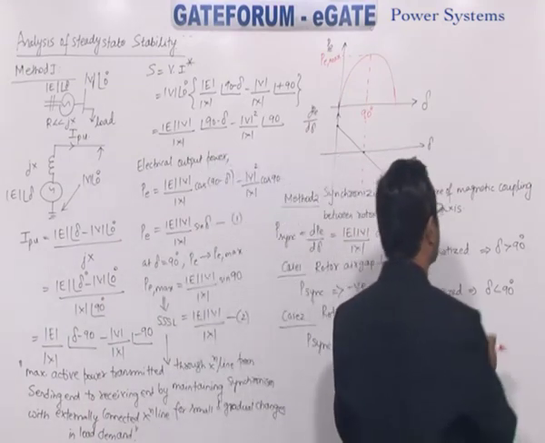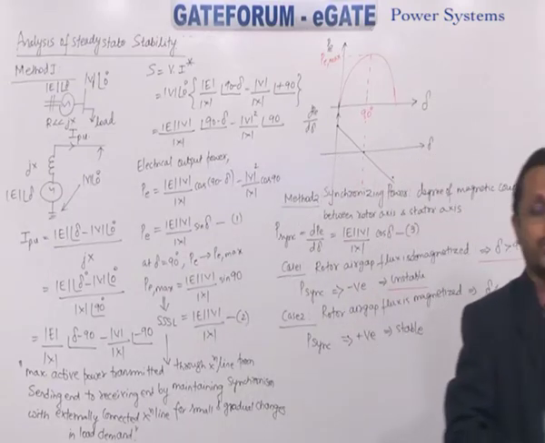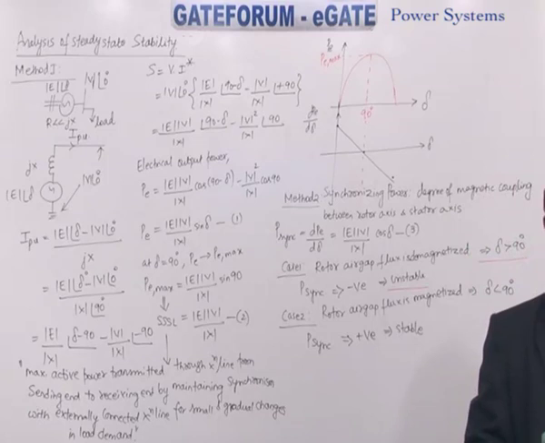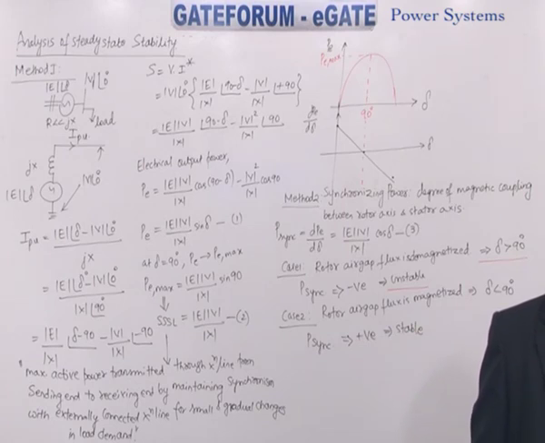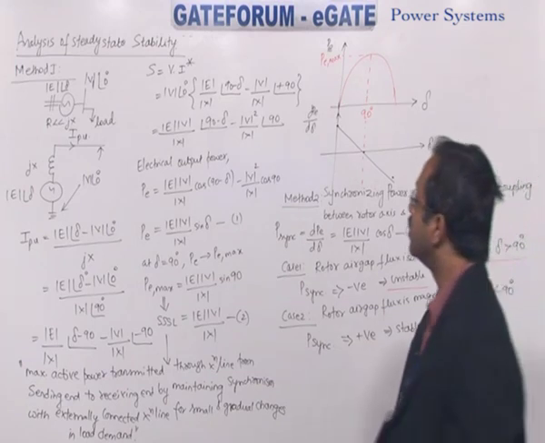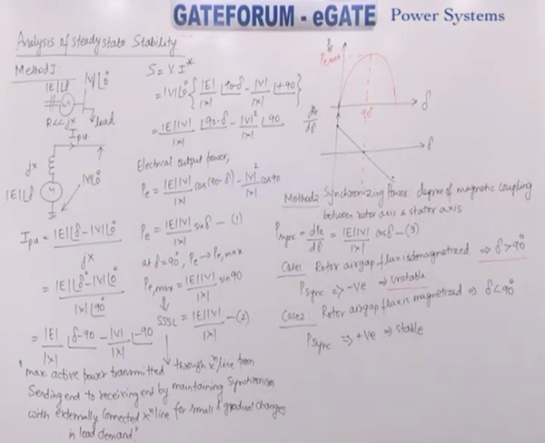So the system is unstable when delta exceeds 90 degrees, so you refer to power system stability as angle stability, because up to delta 90 degrees the system is stable. Beyond 90 degrees the system is unstable. You name it as angle stability. So this is the method of analyzing power system stability.